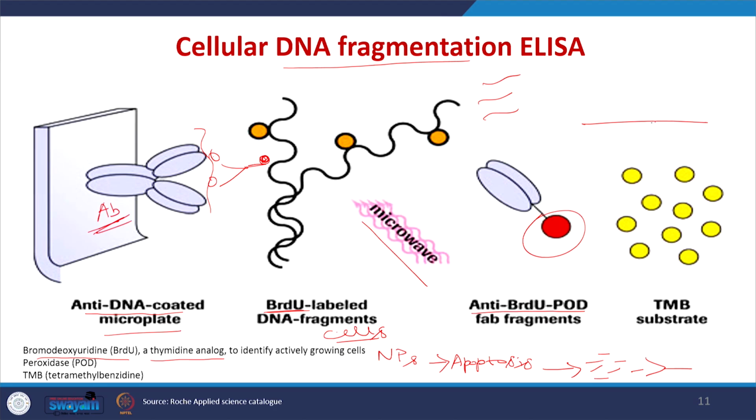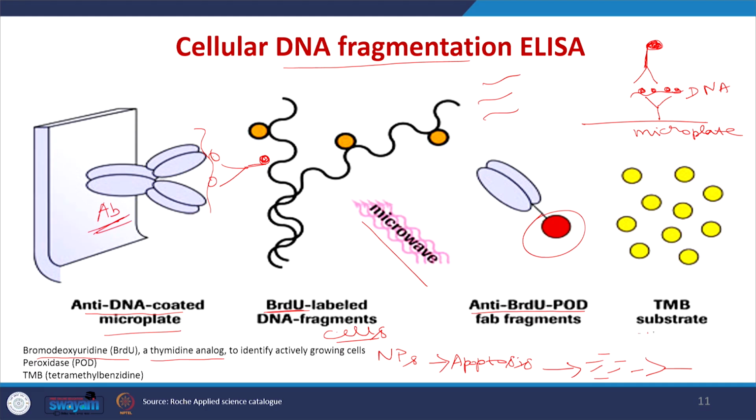So, this is your microplate where you have the antibody specific for your DNA labeled with BrdU, and we are going to add another antibody, and this antibody specifically binds to the BrdU labeled DNA, and it is also carrying an enzyme called peroxidase. So, your DNA is sandwiched between the two antibodies, that is why it is called a sandwich ELISA.